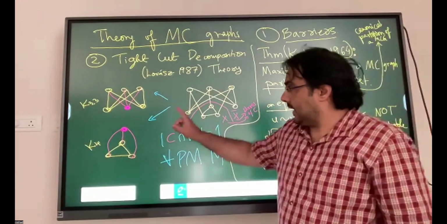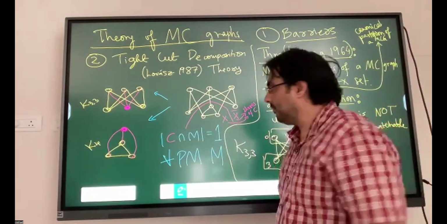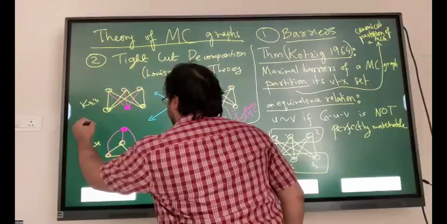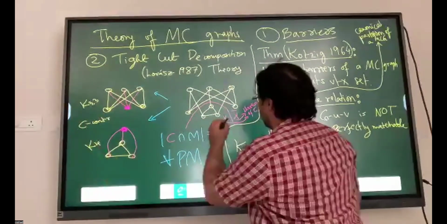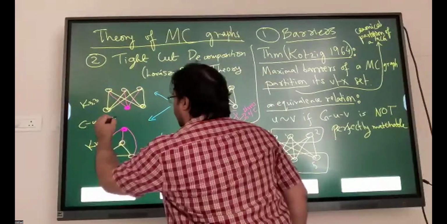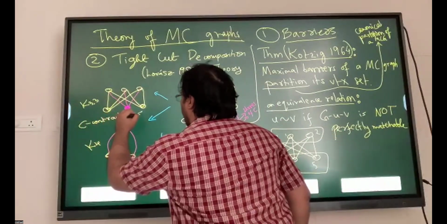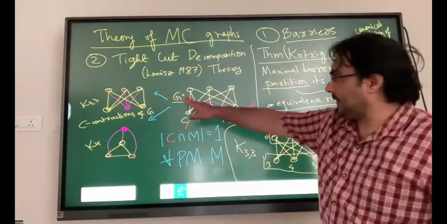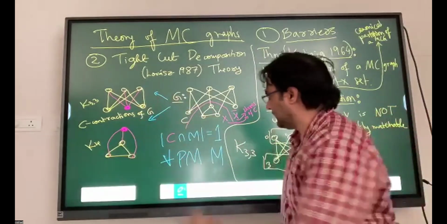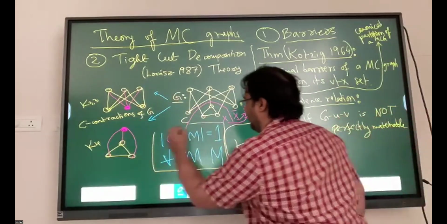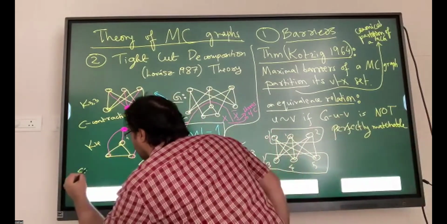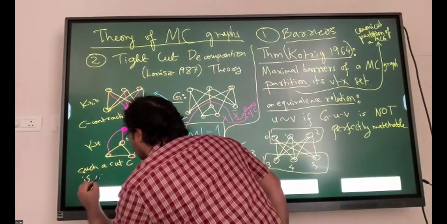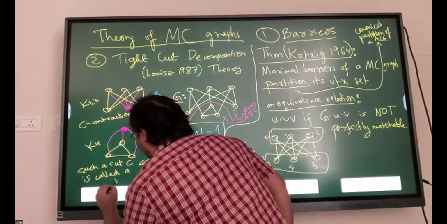But more important is that they are both matching covered graphs. Both of these graphs are called the C contractions, where C is my cut. My cut is C. These are called the C contractions of the original graph G. And if the original graph is matching covered and you take a tight cut, such a cut C is called a tight cut.